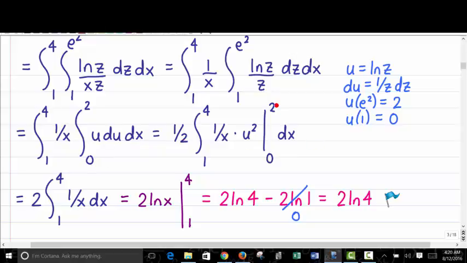So we have 1/2 u squared, put in 2, put in 0. That's going to make it 1/2 times 4, and that's where this 2 is coming from right here. Then we have 1 over x dx.